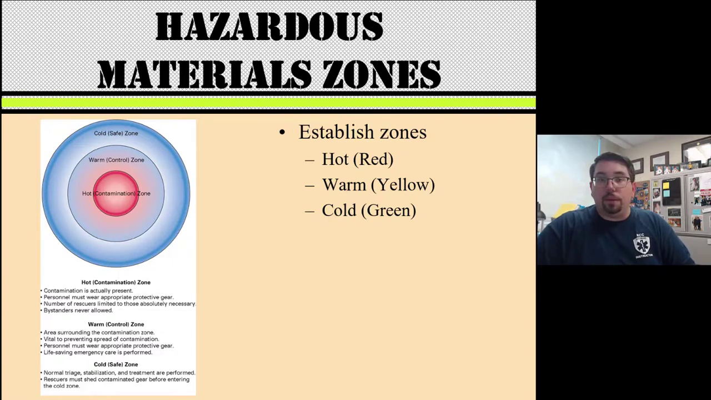Personnel in that area must wear protective gear, and the number of rescuers is limited to those that are absolutely necessary. Bystanders are never allowed, probably including you as well as a paramedic. The warm zone, or the yellow zone, or control zone, is the area that's surrounding the contamination zone. It's vital to preventing the spread of the contamination, and personnel must wear appropriate protective gear in that zone as well. And life-saving emergency care generally is performed inside that warm zone, or the control zone.